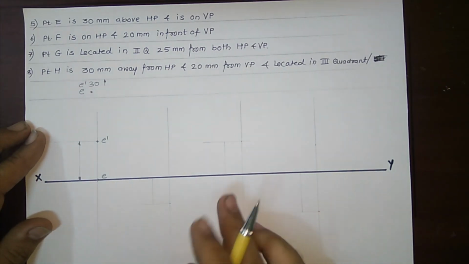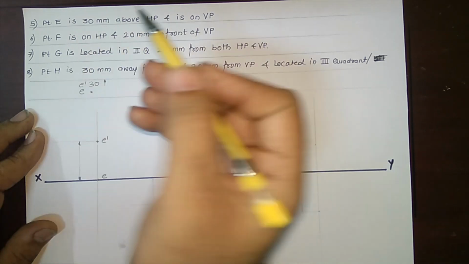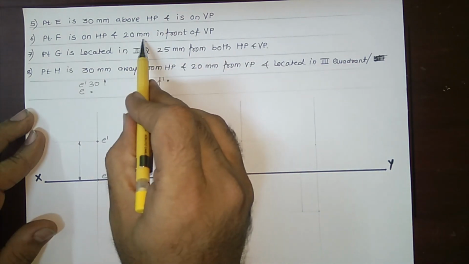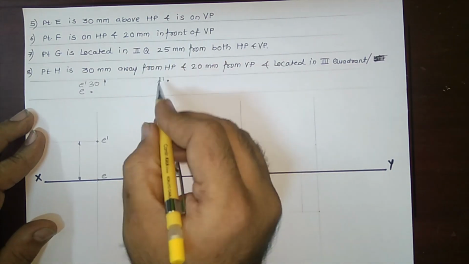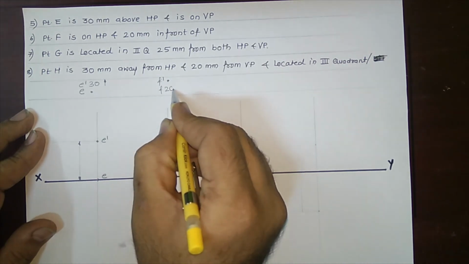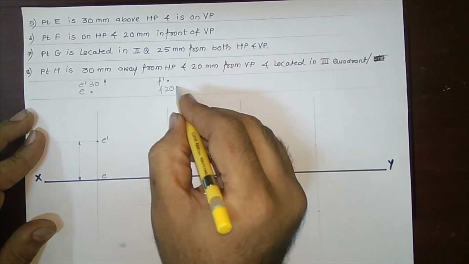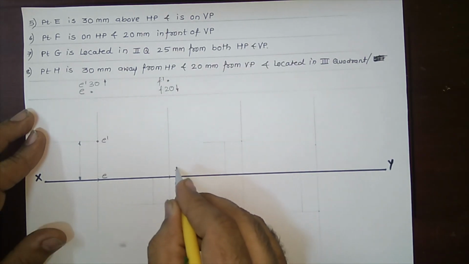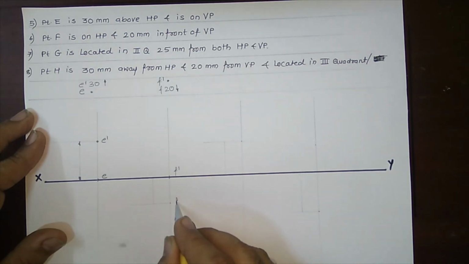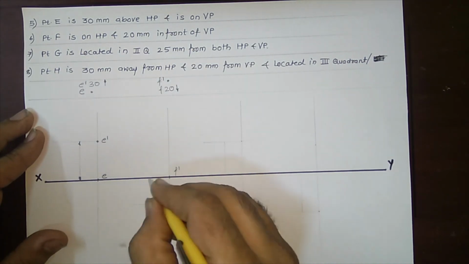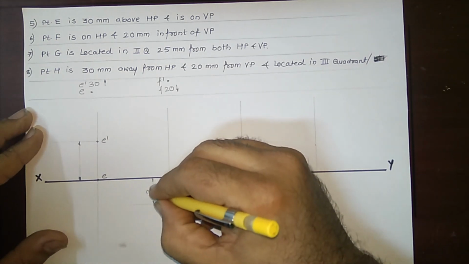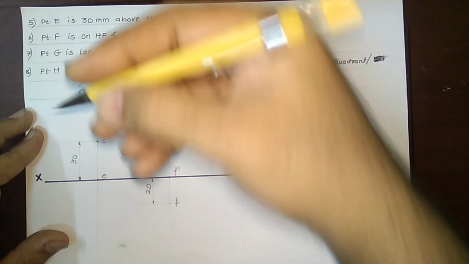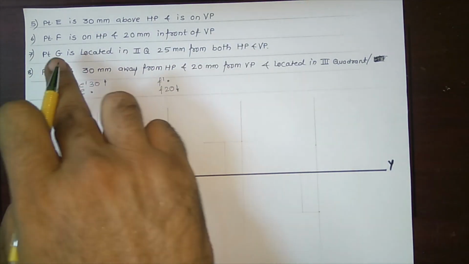So in the next part, the F point, that F point is on HP, so I can say that F dash will lie on the XY line, and 20 millimeter in front of VP. So 20 millimeter, this distance from VP, so the top view distance is in front of VP, so we have to plot it below the XY line. So now how to plot? This point will be F dash and this point will be F. So this particular distance from here to here, I will mention as 20, whereas in this case this distance is 30 millimeter. Clear?